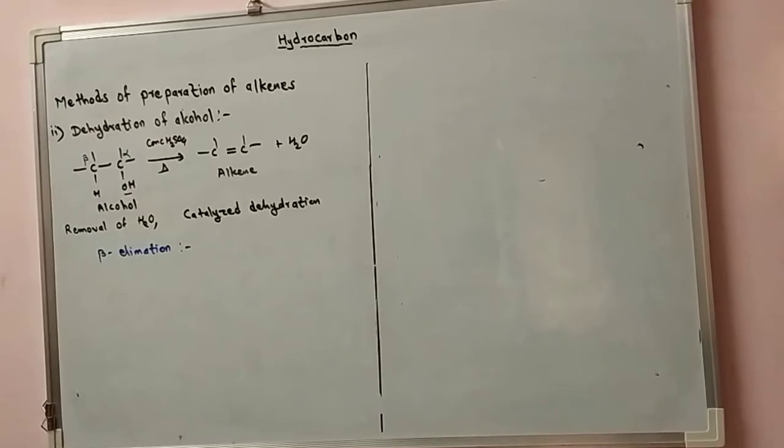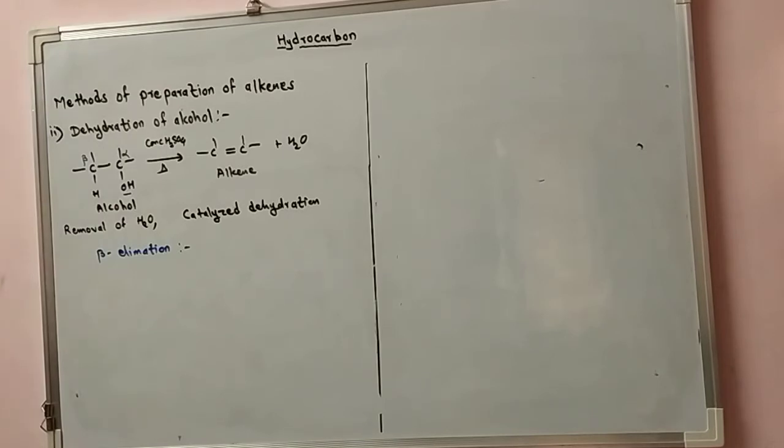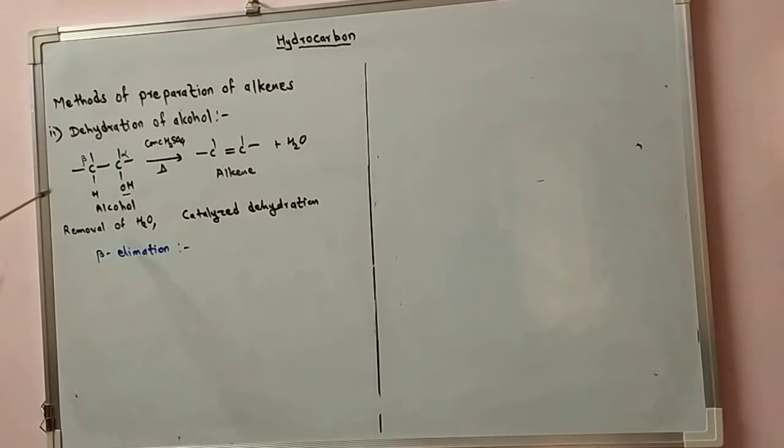Good morning, dear students. In the previous lecture, we have seen methods of preparation of alkenes. One method is elimination reaction, in that, dehydrohalogenation of alkyl halides. And also we have seen the second method, dehydration of alcohol. Alcohol gets converted to alkene on boiling using a dehydrating agent, concentrated sulfuric acid.